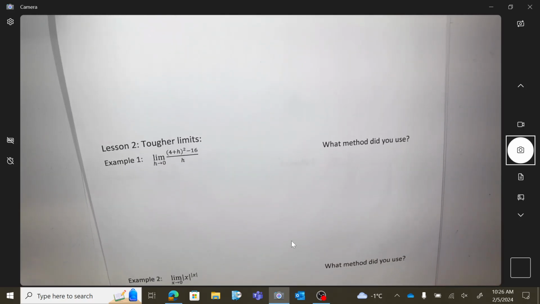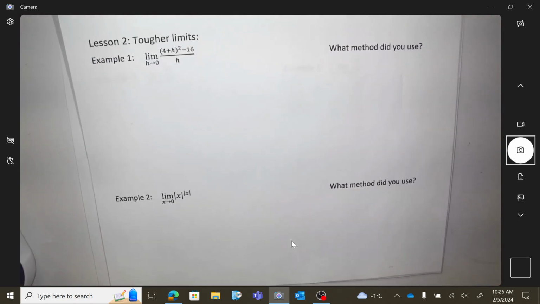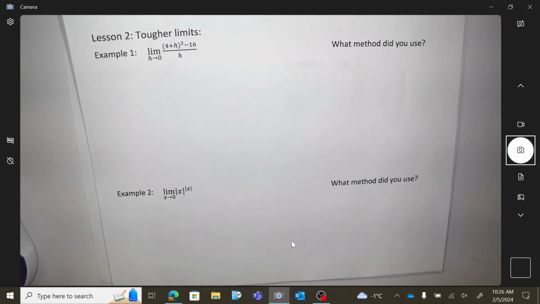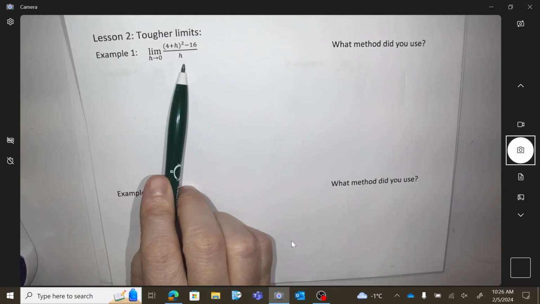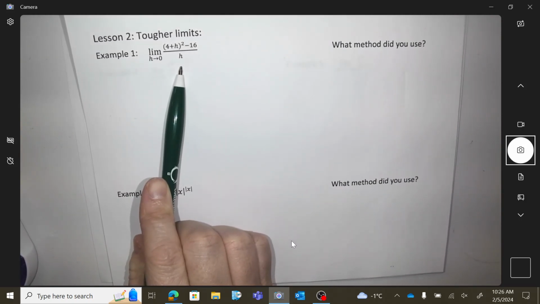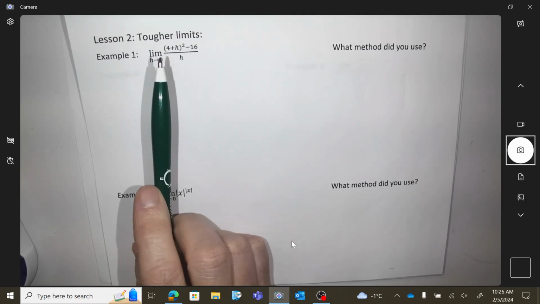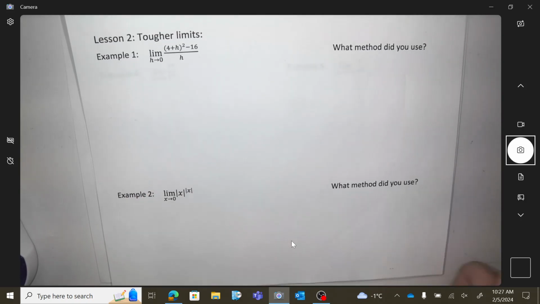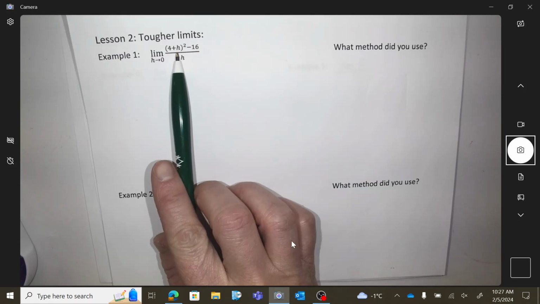Okay, let's do a little bit of harder ones now. Okay, first example. I obviously can't plug a 0 in for the h in this equation because now I have a divide by 0. Okay, anybody want to suggest one of the methods? I can't use substitution. Do you want to plug in numbers close to 0 or do you want to try some algebra stuff? I'm thinking algebra stuff.